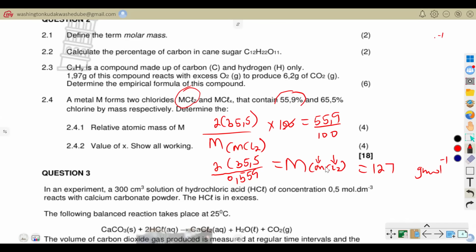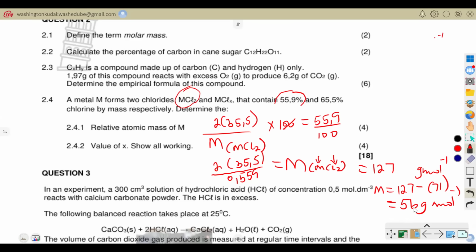So for me to find M, I'll just say 127 minus the molar mass for Cl2. So the molar mass for M would be equal to 127 minus the one for chlorine, which is just 2 times 35.5. So it would have been 71. And then if I subtract 71 from 127, I was going to get what? I was going to get 56 grams per mole. So that was the relative atomic mass for M.